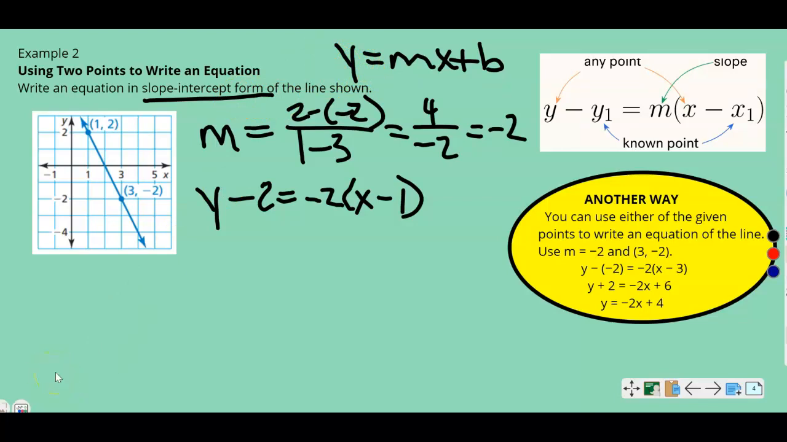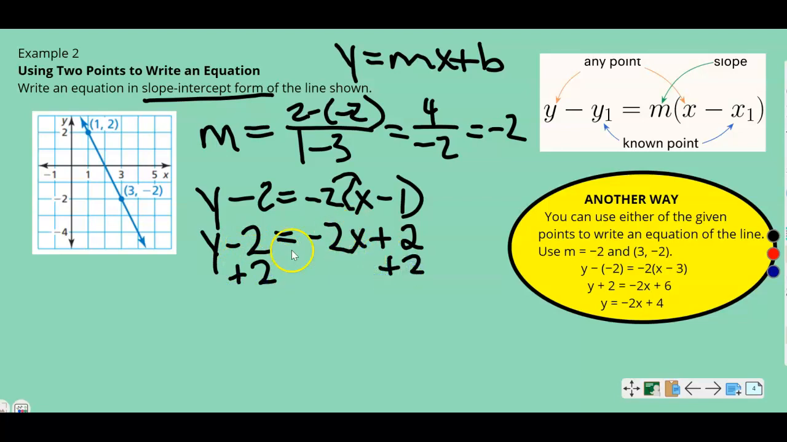First, let's get rid of the parentheses by using distributive property. So negative 2 times x is negative 2x. Negative 2 times negative 1 is plus 2. All right, now to solve for y, we simply need to add 2 to the other side. 2 doesn't have a variable in this case, so we skip the first part and add it to the y-intercept.